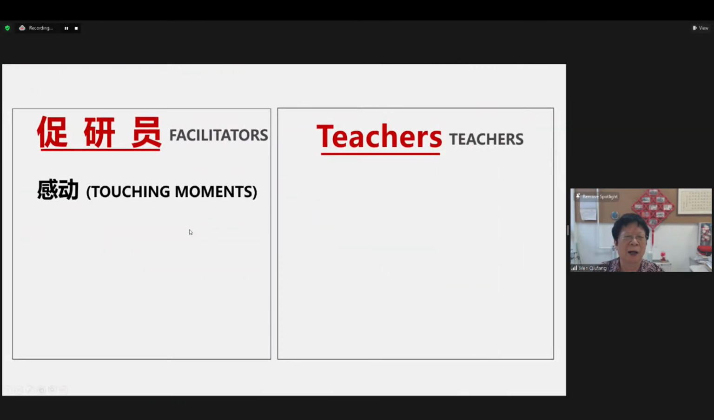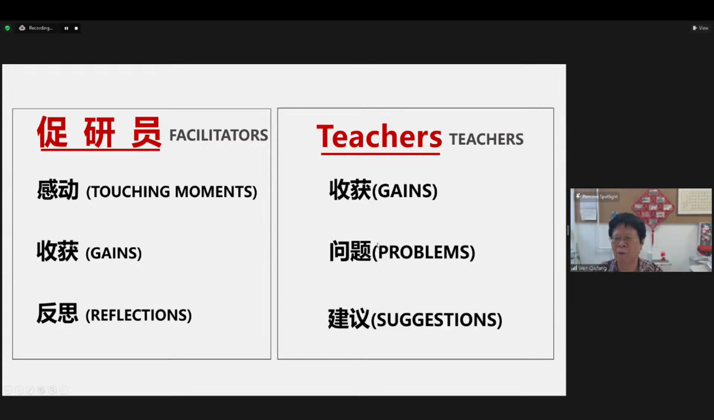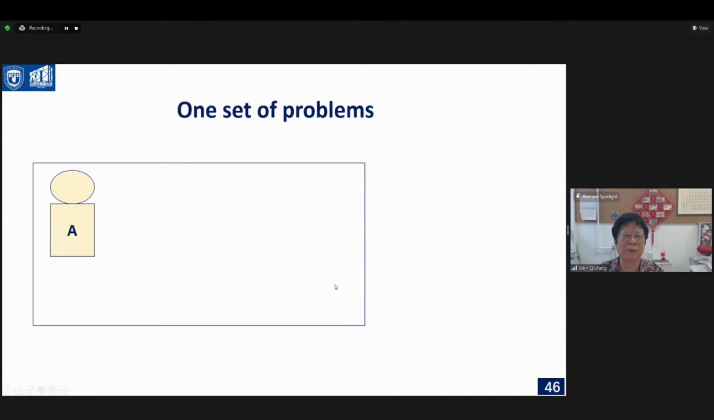Now, for the first part, I will talk about the facilitators' touching moments and the gains we've got from their reflective journals and also our reflections. The second part is about the teachers, the CC members, their gains, their problems, and their suggestions. For the problems, I need to give them feedback or provide my answer. For suggestions, I will say whether the suggestion will be accepted or not. Now, let's look at the second part.